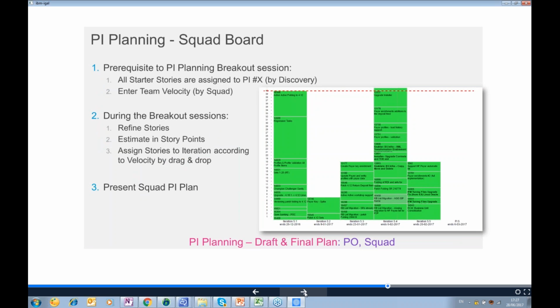Here you can see the squad board. So you can see only one squad, with all the stories that are assigned to a specific PI. The teams are entering the velocity, and based on that we can do the planning. During the breakout session, the teams are refining the stories, estimating them, and then they need to present them in the draft and, of course, in the final plan to the entire train.